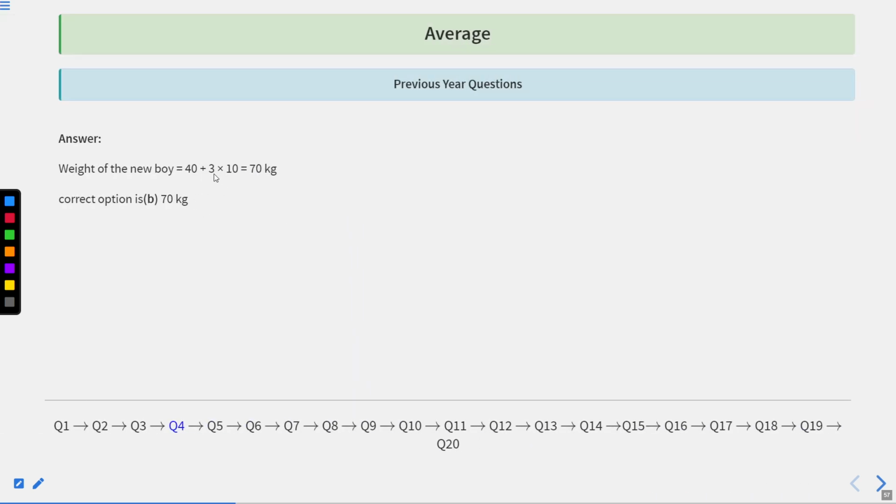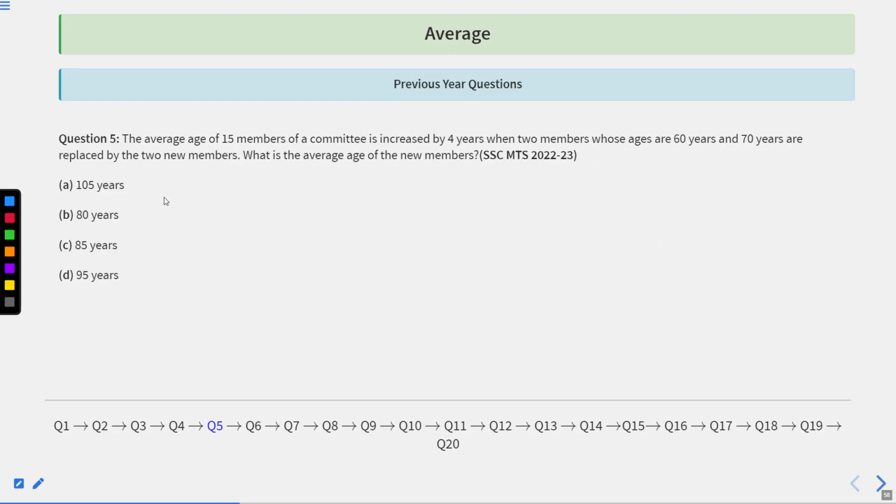So weight of new boy will be equal to 40 plus 3 times 10, that is 70 kg. So the correct option here will be option number B, 70 kgs. Moving on to problem number 5.